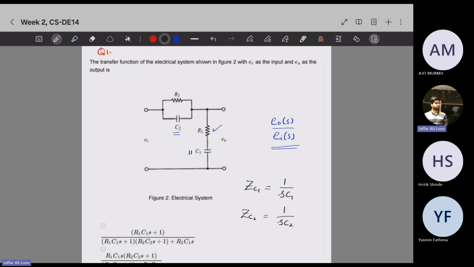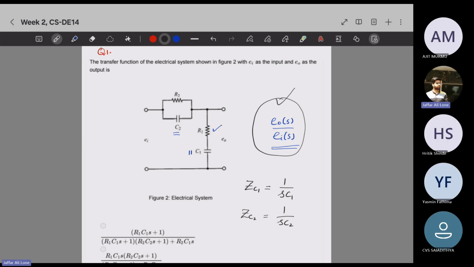Then, when we have to find this, we will first simplify this circuit, and then we can use the voltage division rule to find output voltage in terms of input voltage, and then take the ratio of output over input, and that's our transfer function. Okay, so I'm going slow for this question number one because not many people have joined, and I'm assuming other people will join in the meantime. Right, so let's do one thing.